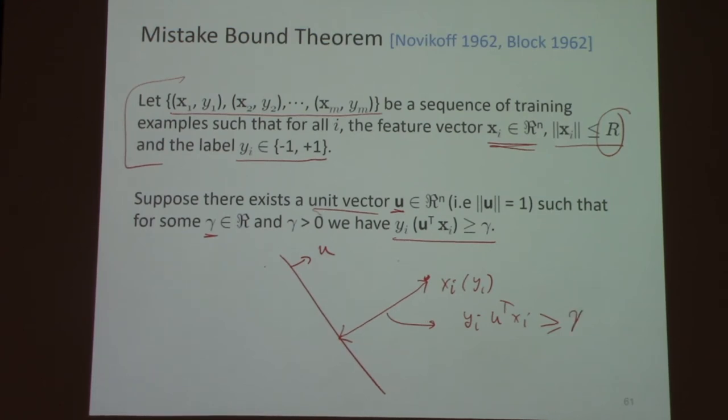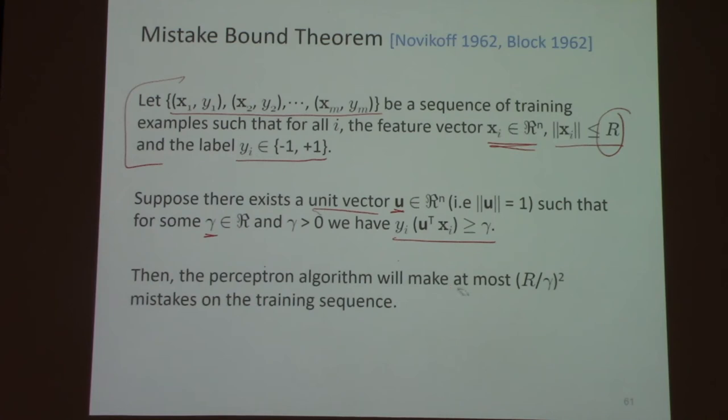Okay? This is one way of defining the margin. So all I'm saying is there exists a unit vector that linearly separates the data with this margin. Then the perceptron theorem says the perceptron algorithm will make at most these many mistakes on the training set. It will make no more than R squared over gamma squared mistakes on this training set.